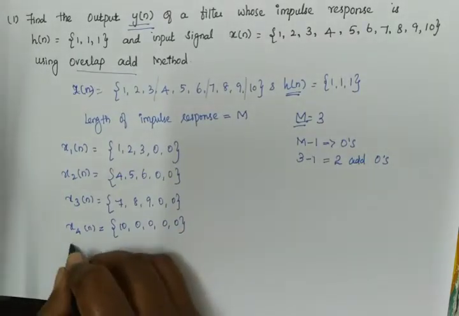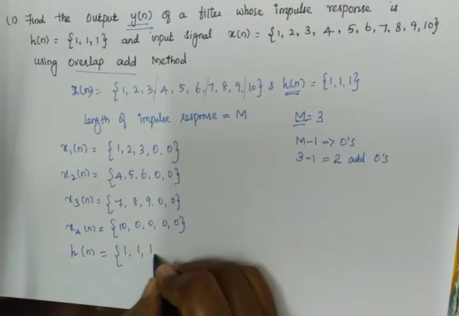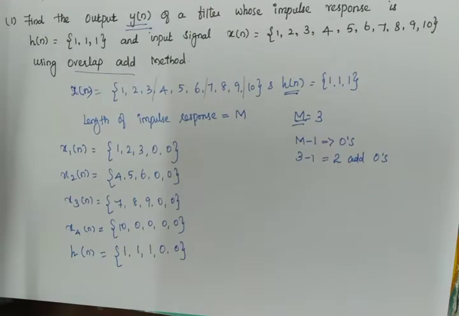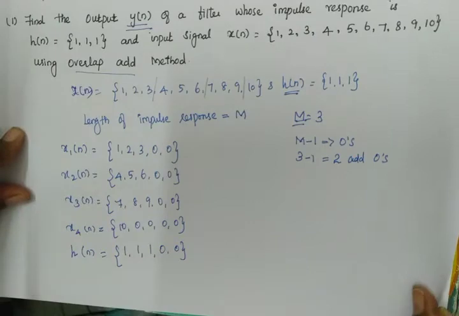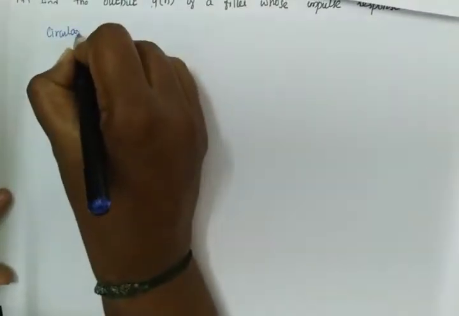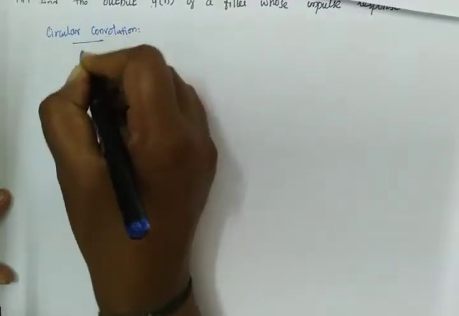Now what is h of n? h of n is equal to 1, 1, 1. In order to make it equal in length, we add 2 zeros. These are the steps. Then what is the next step? We have to perform the circular convolution of x of n and h of n. So how can we perform this circular convolution?